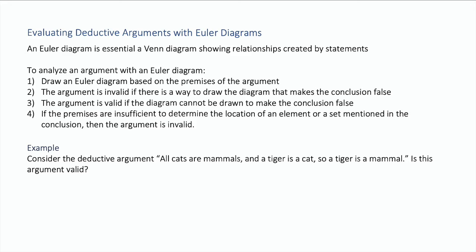When evaluating deductive arguments, we're going to use something called an Euler diagram. An Euler diagram is essentially a Venn diagram where we represent our statements as circles. Remember that a deductive argument uses a set of general statements and then tries to make a specific conclusion. So our general statements will be represented by circles that intersect in various ways, depending on the statement.